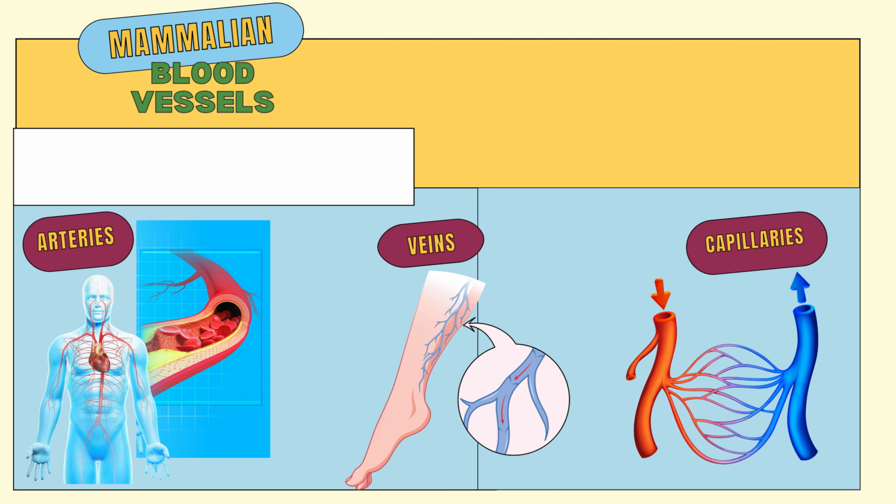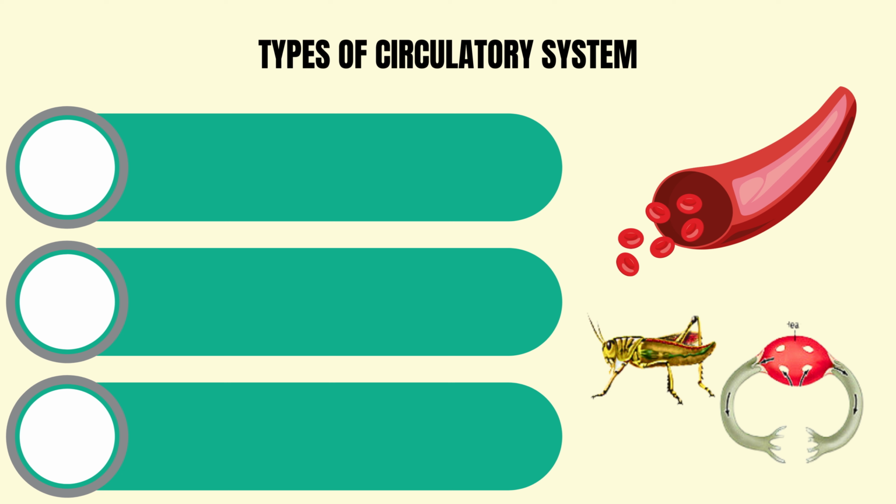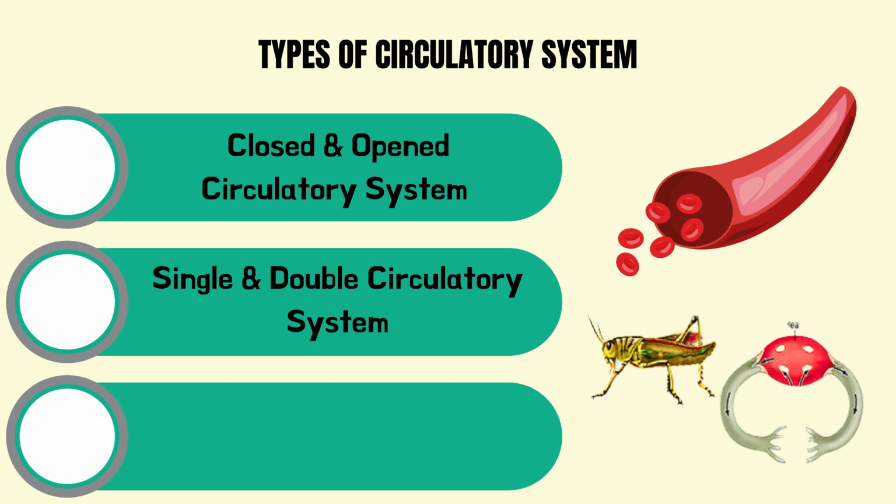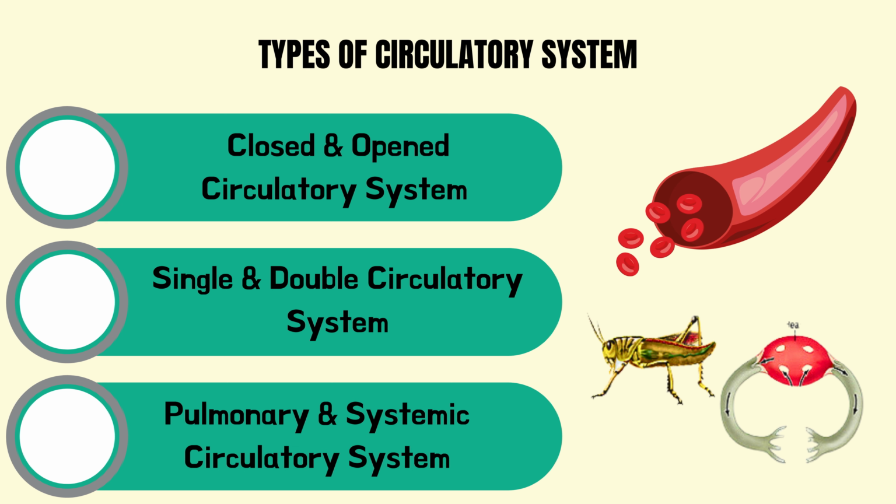Now let's look at the types of circulatory system found in animals. Circulatory systems in animals can be grouped into three major categories. We have the closed and open circulatory system, the single and double circulatory system, and the pulmonary and systemic circulatory system.